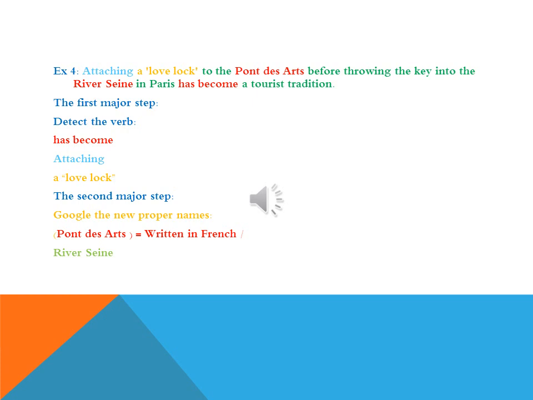بعدين فين where is the subject اللي هو attaching اللي هو الجيرند اللي هنستخدمه هنا كفاعل. طيب الأوبجكت هنا اللي هو a love lock. طيب هناخد خطوة تانية مهمة جدا بقى, يعني once you see a proper name, اسم علم وغريب بالنسبة لك, you have to google it, لازم هتروح على جوجل.